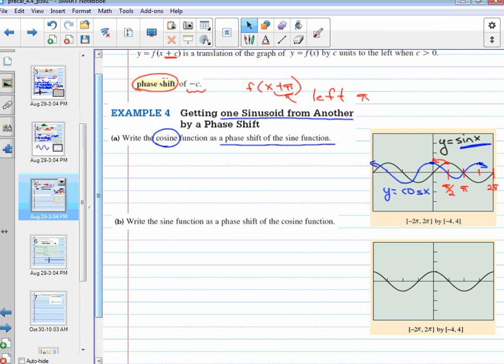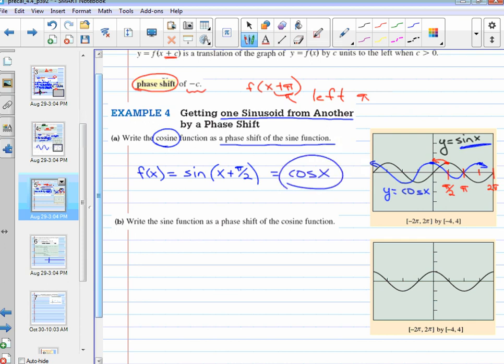So if I want to move to the left, pi over 2, we'll write it as a nice function. I can take the sine of x plus pi over 2. And I just moved it to the left, pi over 2. This is exactly equal to cosine of x. They look exactly the same. Which is why we call both of these sinusoids, because I can write both of them as a sine function.